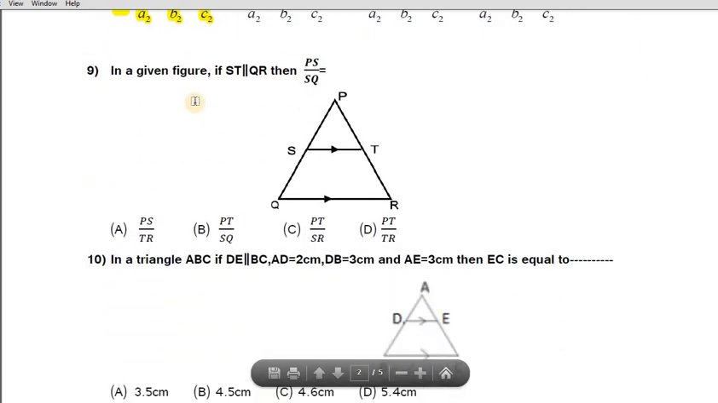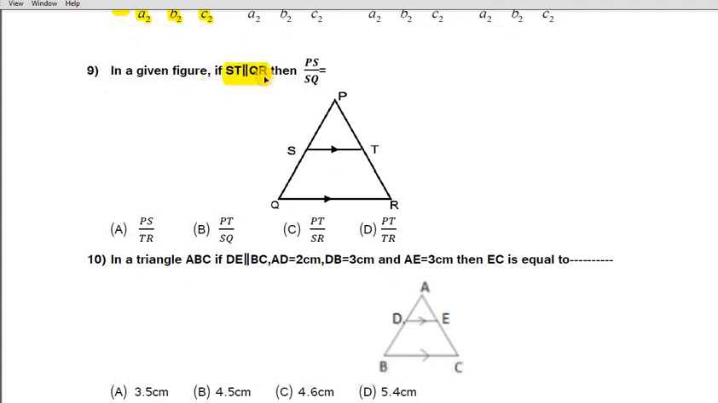Question number 9. In the given figure, if ST is parallel to QR, it means he wants us to use the BPT concept. Then PS by SQ is equal to, given options are PS by TR, PT by SQ, PT by SR, PT by TR. So directly you can guess the answer here, children, that is option D, PT by TR.